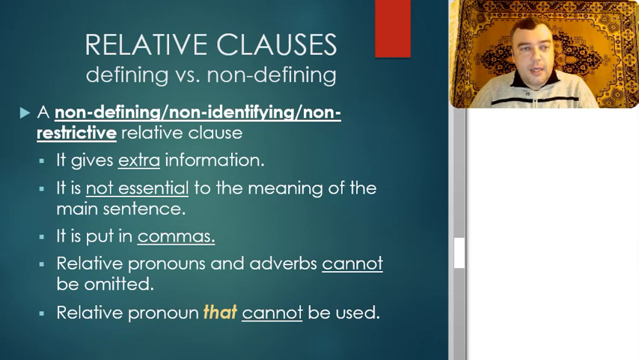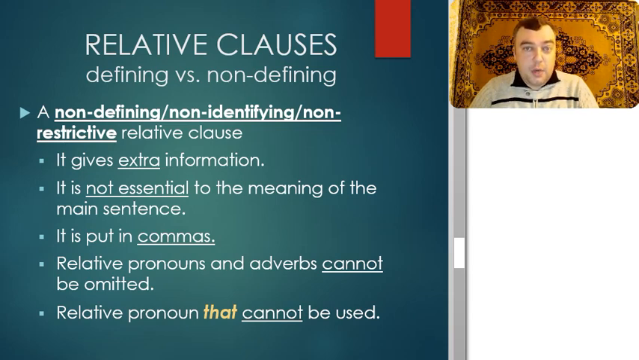In a non-defining, also named non-identifying or non-restrictive relative clause, the speaker or writer gives extra information. This information is not essential to the meaning of the main sentence, and therefore if we omit or cross out this information, we can have a sentence with a complete meaning. It is put in commas. There is a comma before the relative pronoun, and there is a comma at the end of the relative clause.